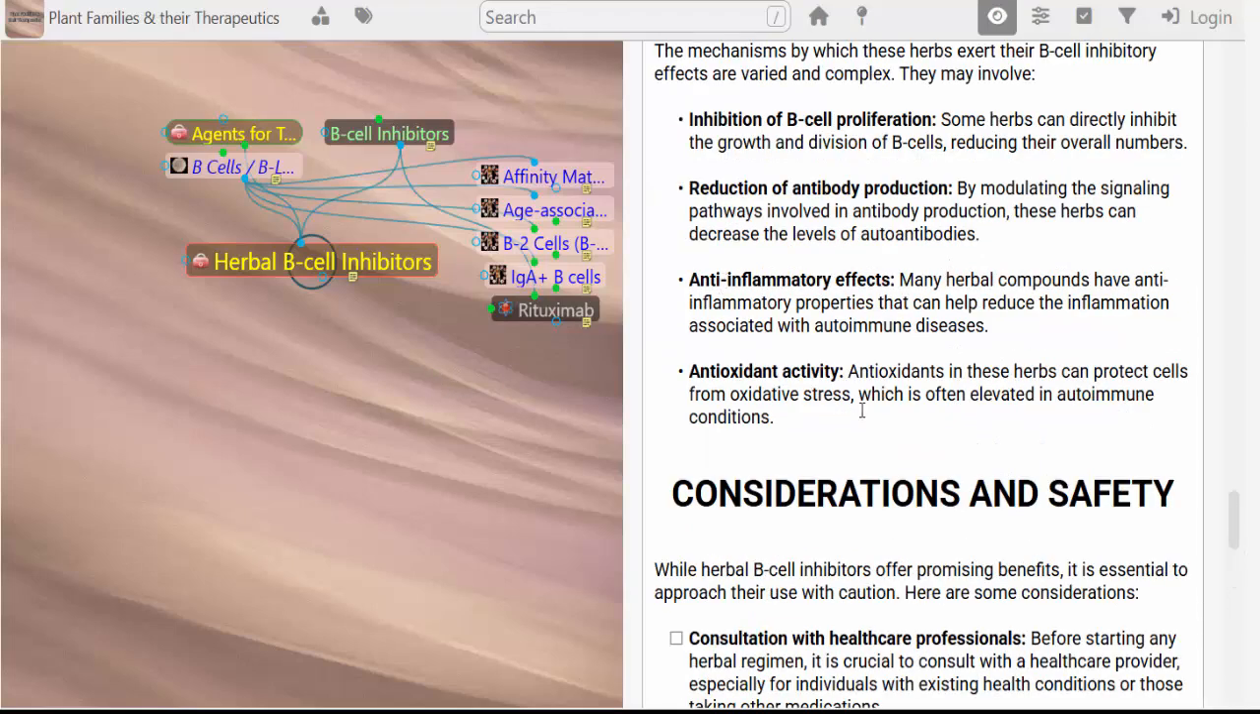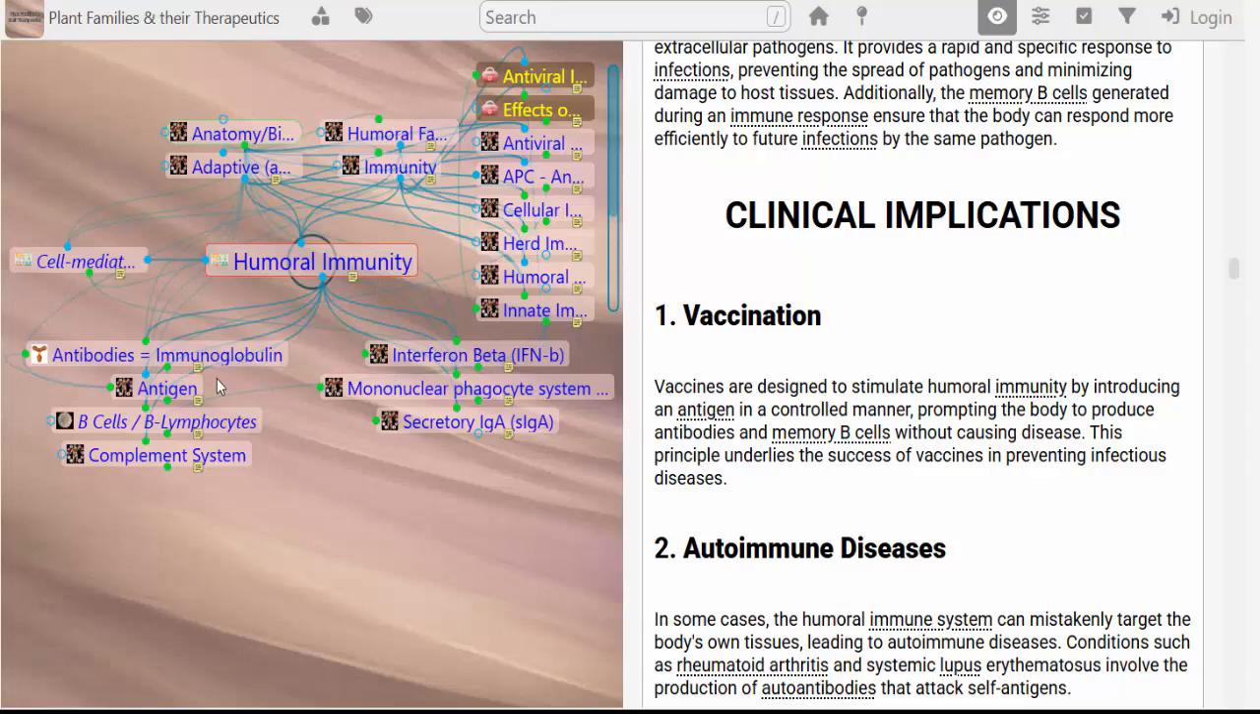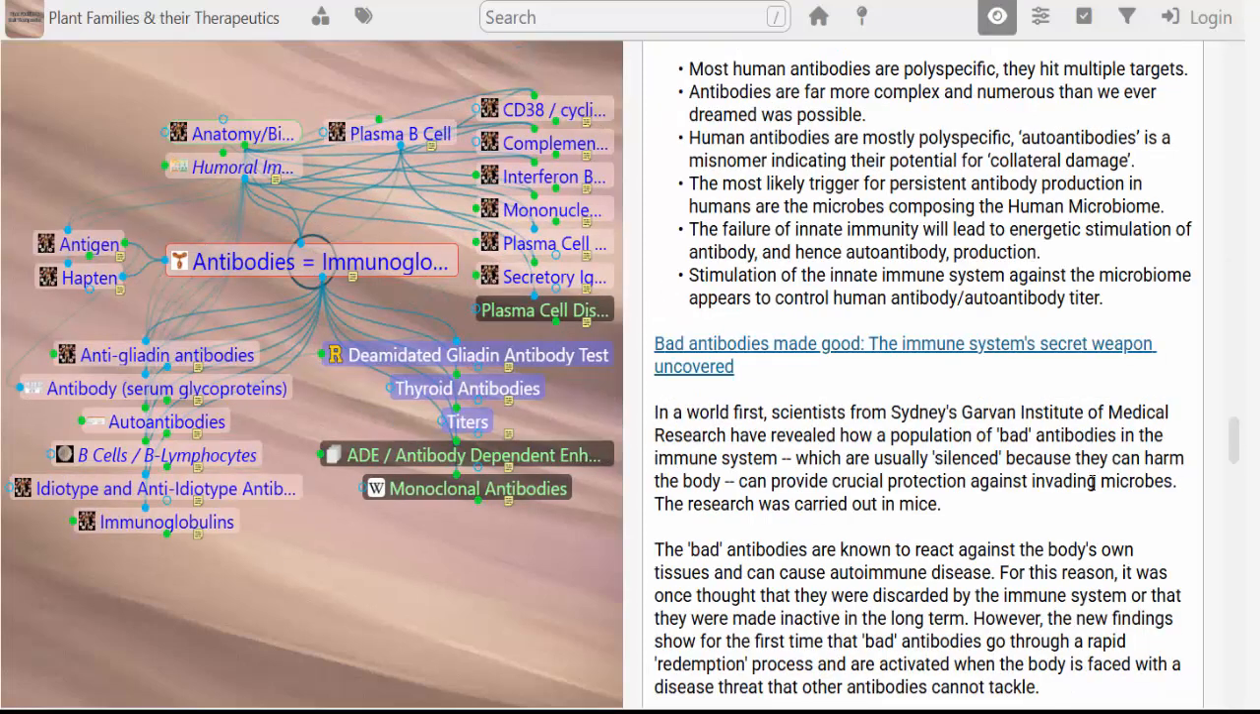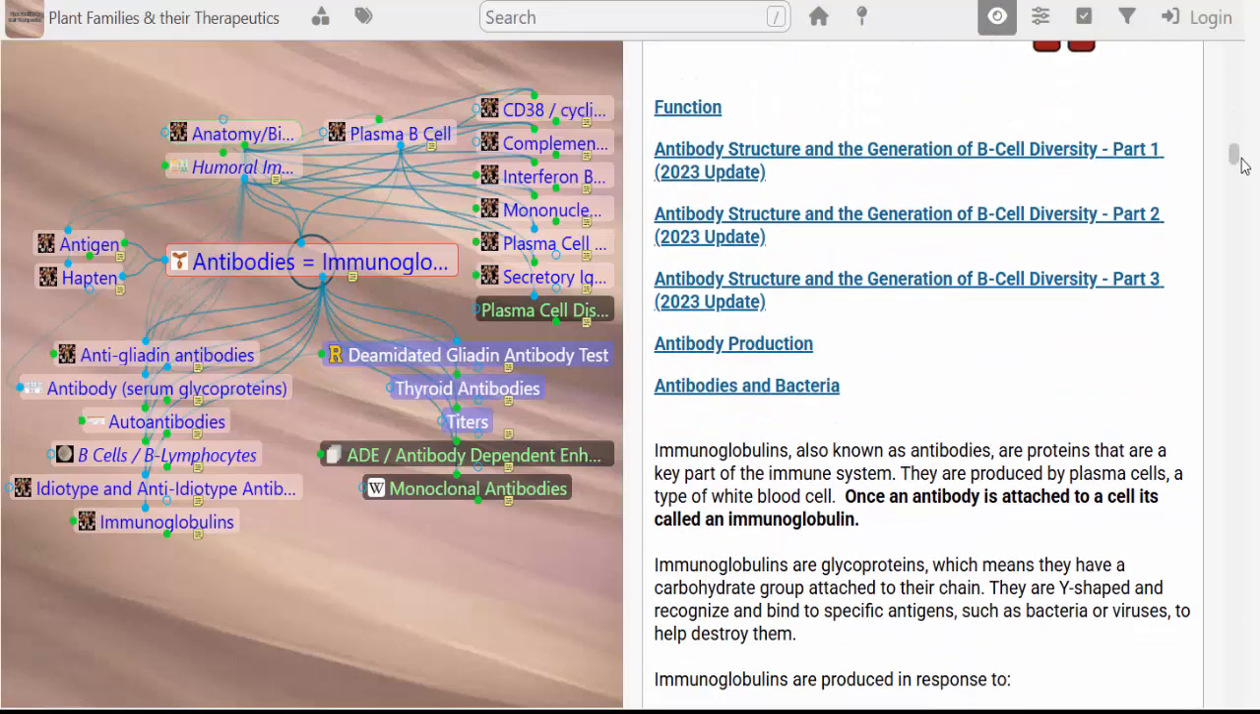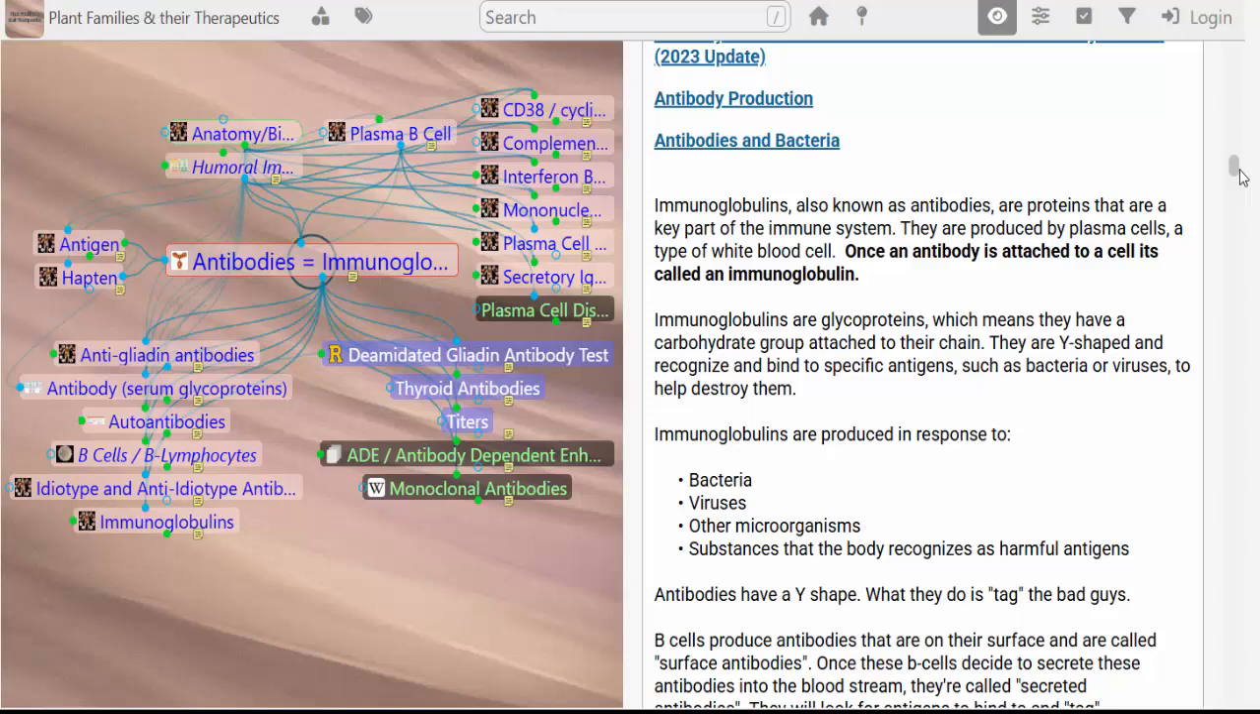All right, so next, let's move on to antibodies, immunoglobulins. Of course, I suggest you watch any of these videos to get started with this, but as we mentioned, immunoglobulins are also called antibodies.